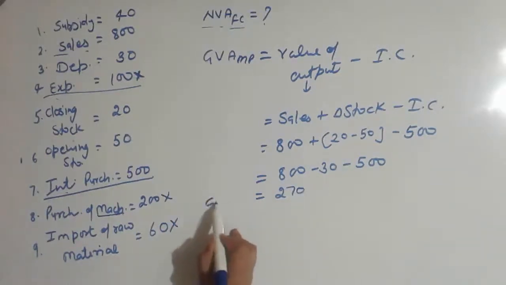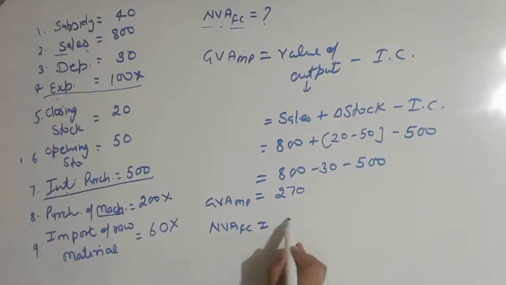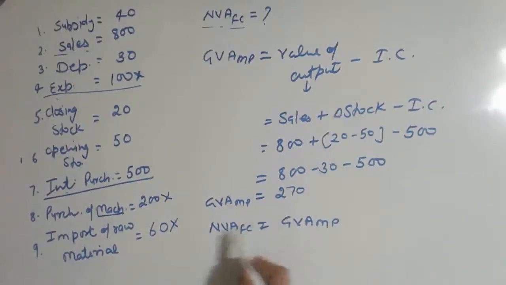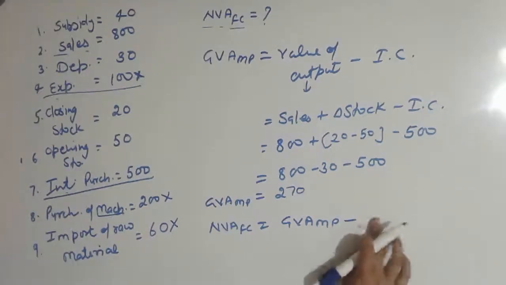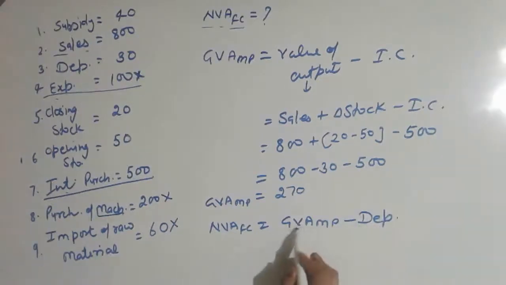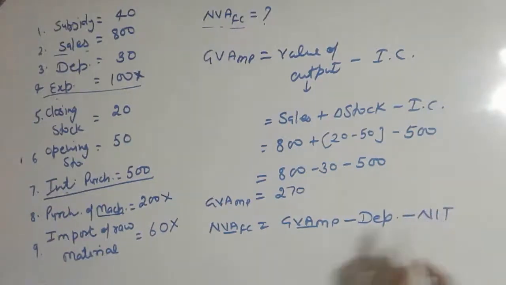270. This is the gross value added at market price, but we have to calculate net value added at factor cost, and we calculated GVA at MP. Now what adjustment we needed? We have to move from gross to net. So minus depreciation. Value added to value added, no adjustment needed. Market price to factor cost minus NIT.